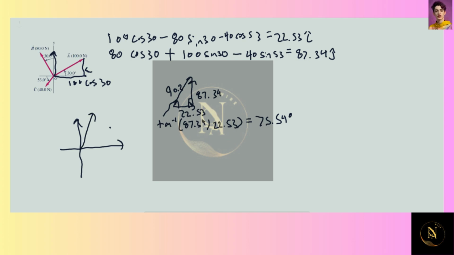All right, so we'll go ahead and draw this again on a plot. So we get something that looks like this, where this angle is 75.54, and the magnitude of this vector is 90.2. Okay, so to add a vector to this, to cancel it out, we need to just add its mirror, where this is 90.2, and this angle here is 75.54.